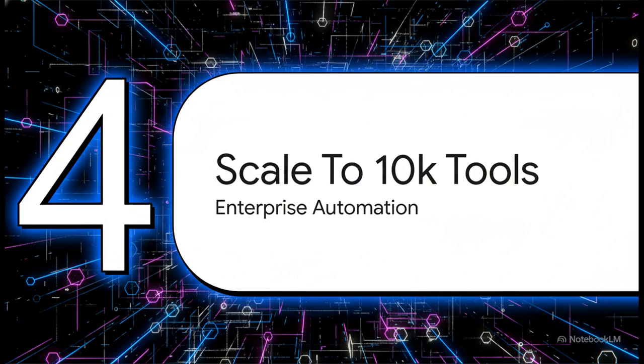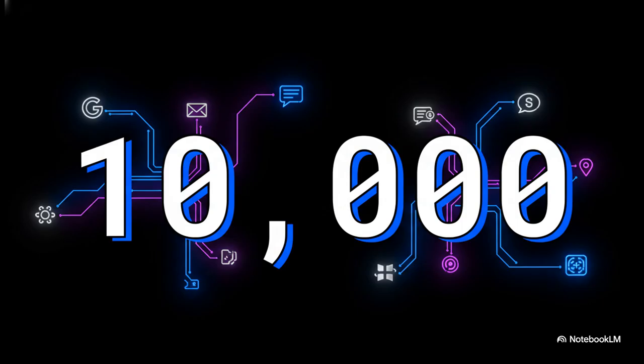Let's move to Section 4, Scaling to 10,000 plus tools. Enterprise Automation. Let's take this from a fancy text generator to a massive enterprise-grade workflow automation system. Because having agents that can write and research is great, for sure. But what if those agents could actually interact with the software you use every single day?